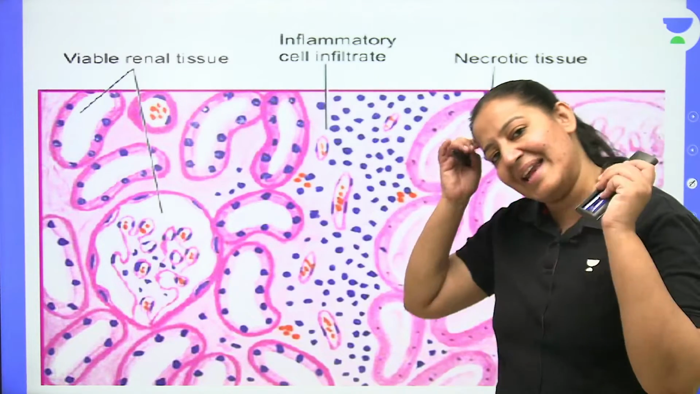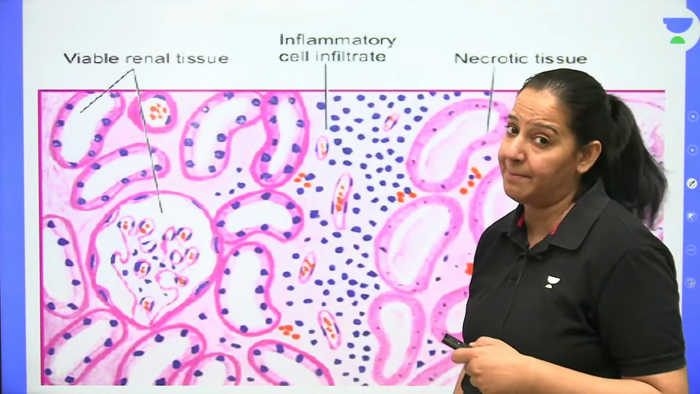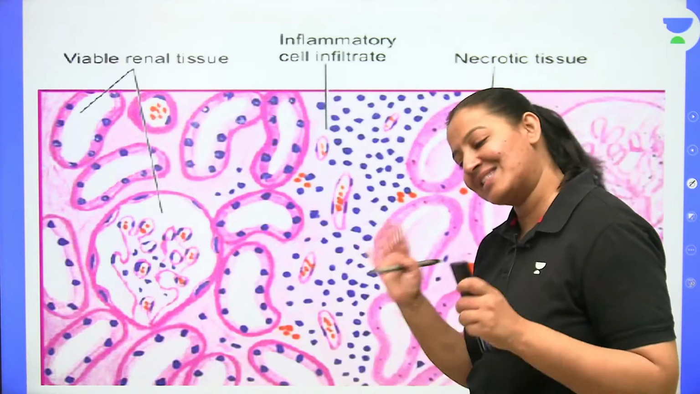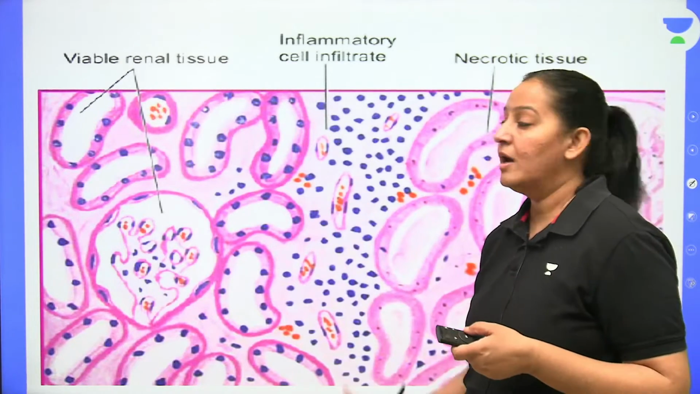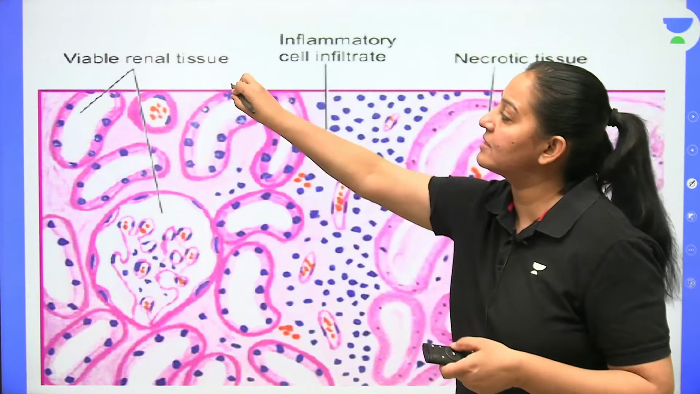Now, not only kidney, in any body part, this diagram can be drawn, except brain. Brain mein nahi hota coagulative necrosis. Except in brain, you can draw the diagram of any part. Now, I have drawn two diagrams to show you the comparison. This is normal, this is coagulative.